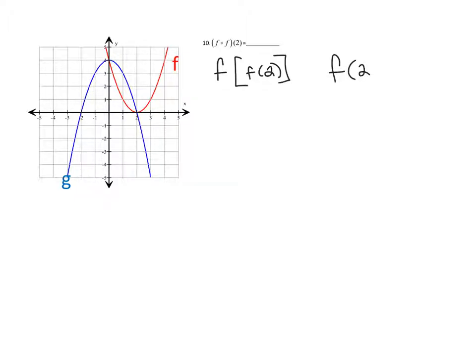Using our graph, our x value is 2, and f is represented by the red graph. So when x equals 2, y equals 0, right there at the point. So f of 2 equals 0. Okay, so we got 0. I'm going to replace it right there. So here we go again.